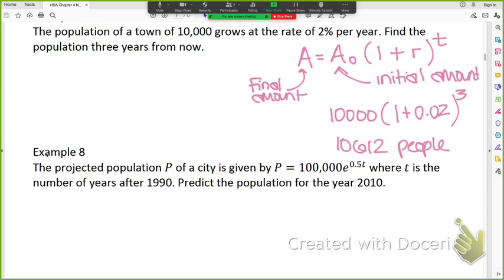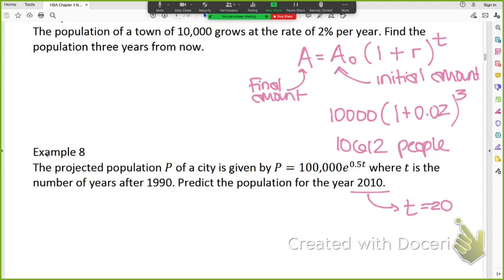Sometimes you will be given the equation and all you have to do is determine what to plug in. This one, the key is in reading it. It says the projected population P is given by this formula, where T is the number of years after 1990. Predict the population for the year 2010. The first question I asked myself is, 2010 is how many years after 1990? 20 years. So you do not just plug in 2010 as your exponent. You have to think about how many years that is since 1990 and then plug that in.